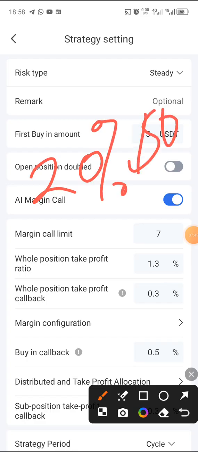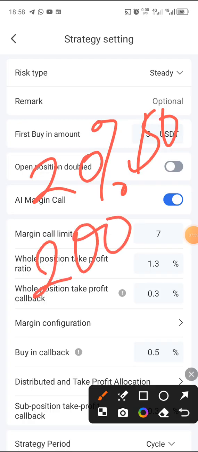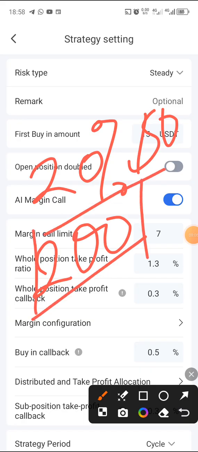The reason is simple. Because we are going to take an example of a person trading with $200. You are going to use 20% of your $200 as your first buying amount. 20% of the 200 as your first buying amount.